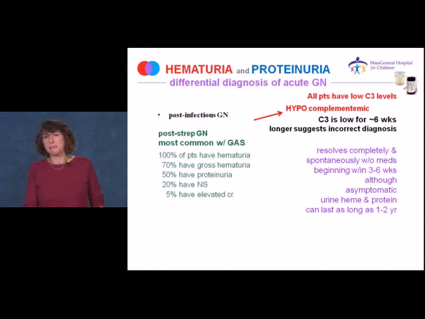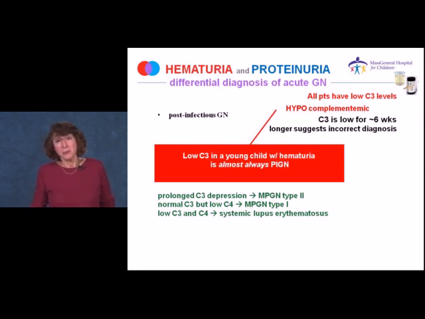And the patient themselves feels better within 1 or 2 months. However, you can have asymptomatic hematuria and proteinuria persisting in the urine analysis for as long as 1 or 2 years. If you have a little child, a young child with low C3 levels, and they have hematuria, it's almost always post-infectious GN. You don't usually have to think about anything else because other things would be quite rare.